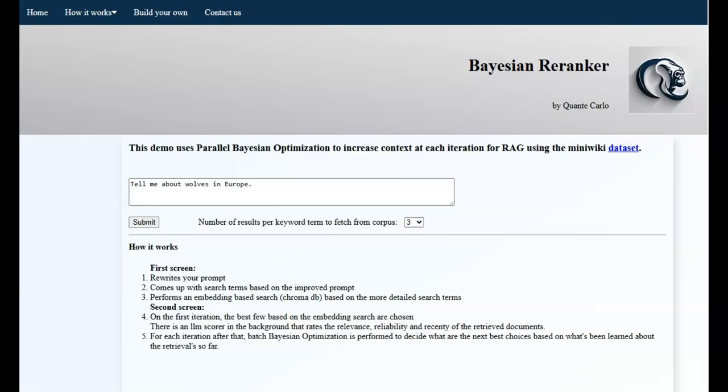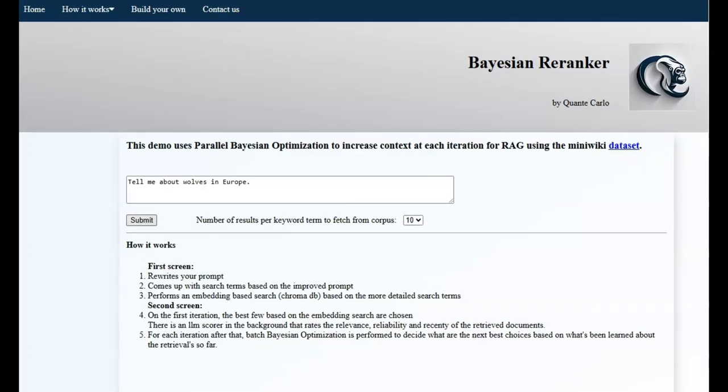In this example, I'm going to start with the query, "tell me about wolves in Europe." In this demo, the corpus is something called Mini Wiki. It's like Wikipedia, but a smaller version. This demo is also designed to look at pairs of documents. First it will get the relevant searches using the fast search from a vector database, and then it will use Bayesian optimization to look at every combination of pairs to see which pair of documents can improve the result.